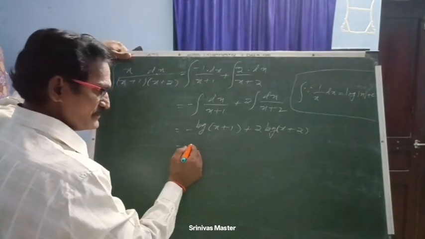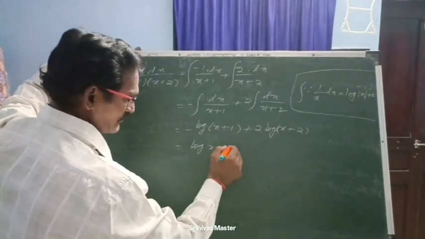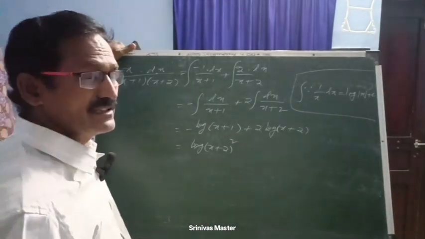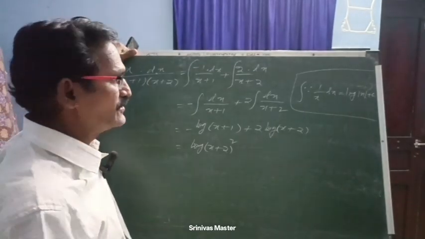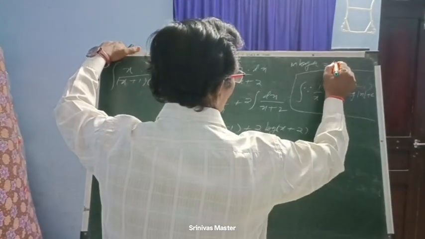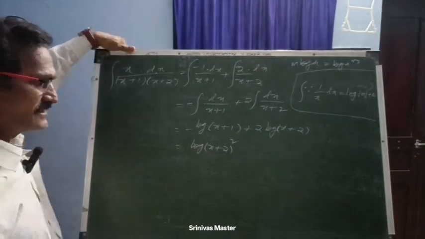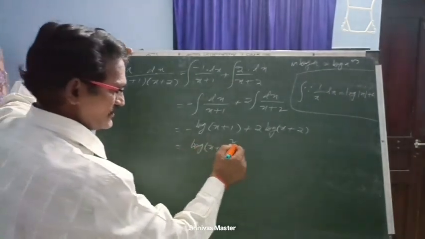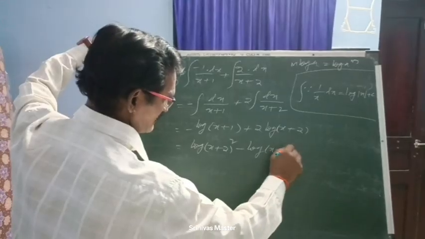This can be written as log (x plus 2) whole square, because you know that according to the logarithmic concept, m log a is equal to log a to the power of m. Children, m log a is equal to log a to the power of m. So by using that logarithmic concept, 2 log x plus 2 can be written as log (x plus 2) whole square. Next you write minus log x plus 1.